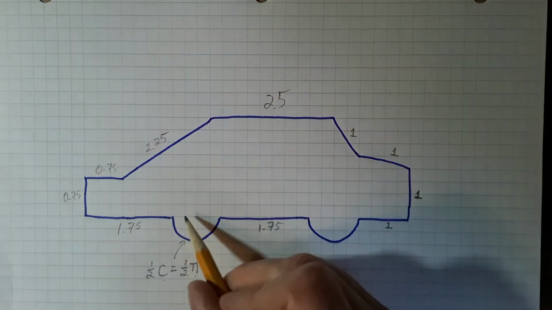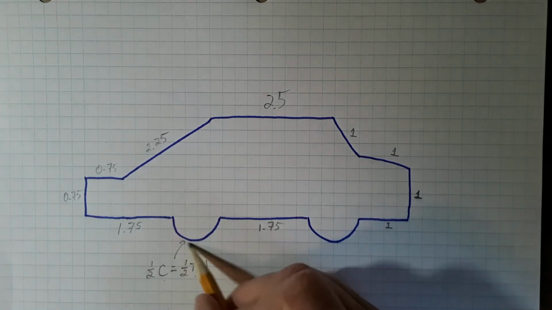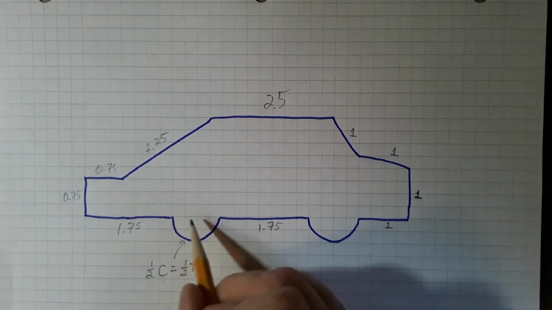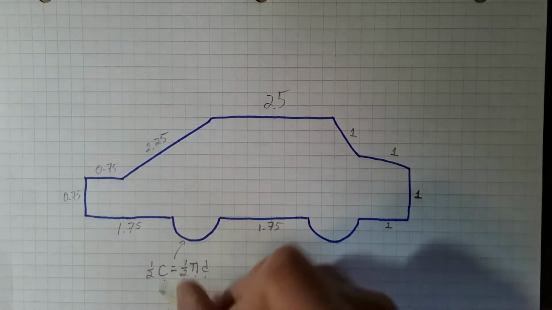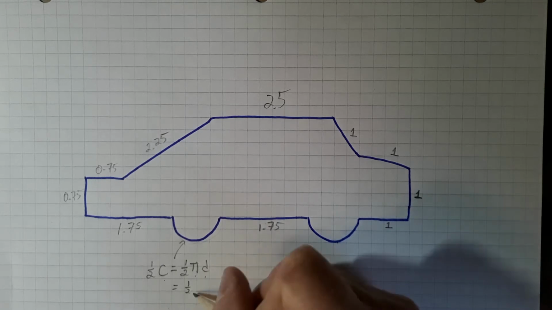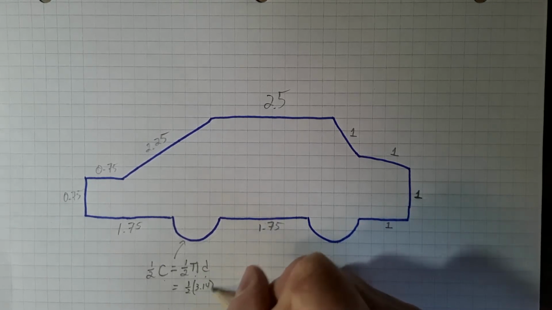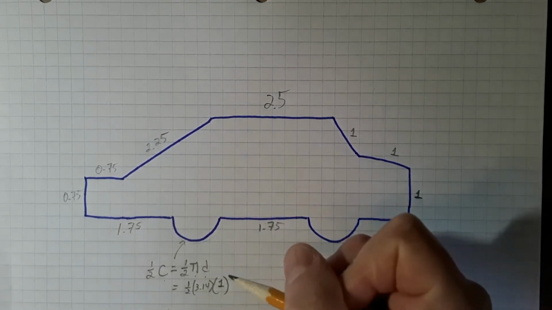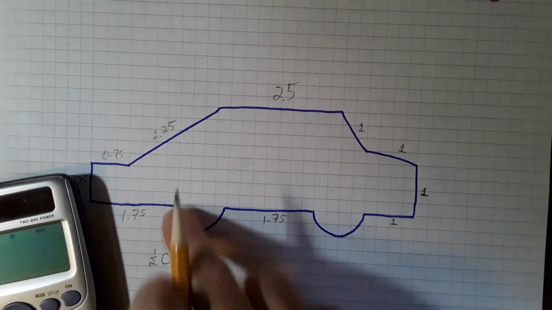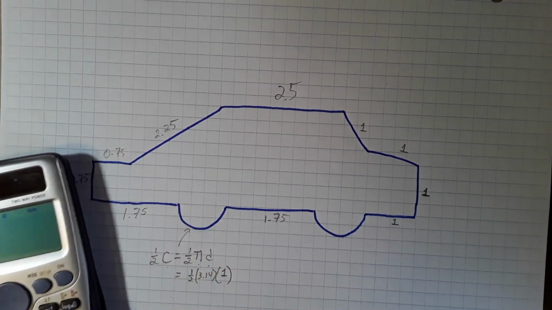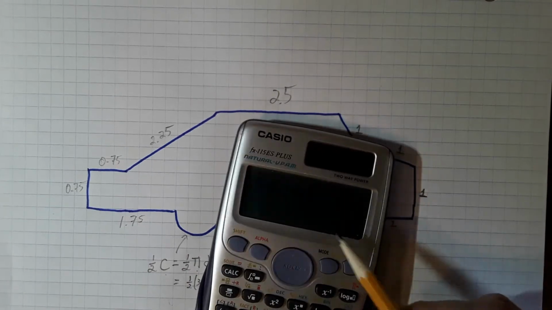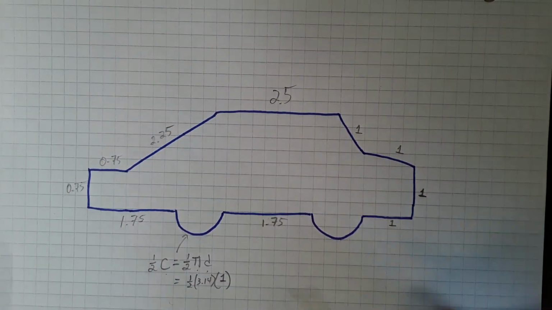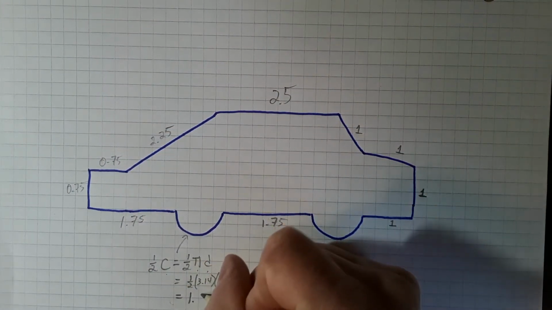The circumference is the distance around, and the diameter, 1, 2, 3, so it's 4 squares, so it's an inch. So half the circumference is 1/2 times pi times the diameter, which is 1. So this circular portion here is 1/2 times 3.14 times 1. It's about 1.5, 1.6. So let's just say 1.6.